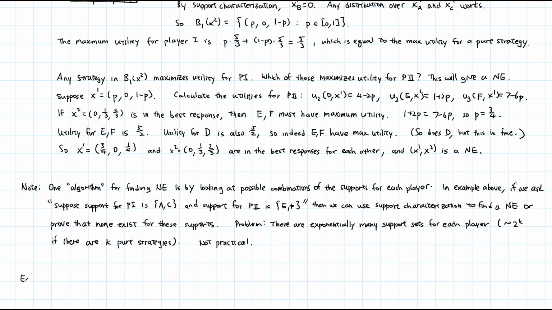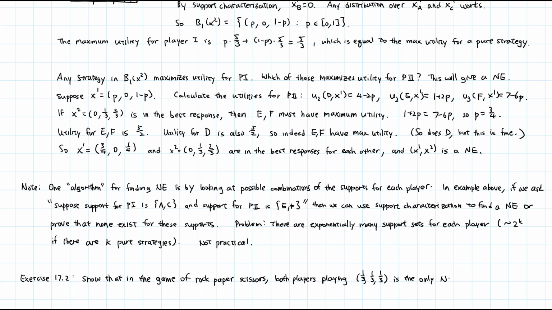But you can still use this to solve this exercise. Show that in the game of rock, paper, scissors, both players playing 1/3, 1/3, 1/3 is the only Nash equilibrium.